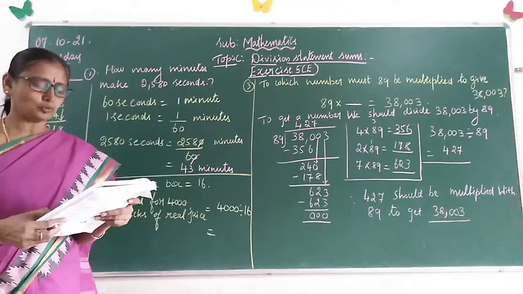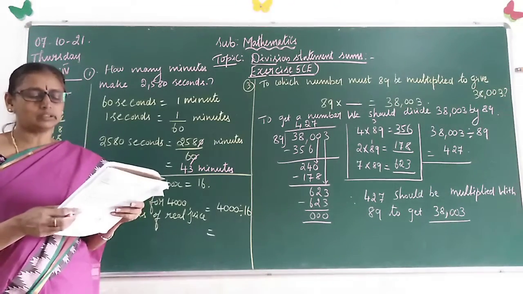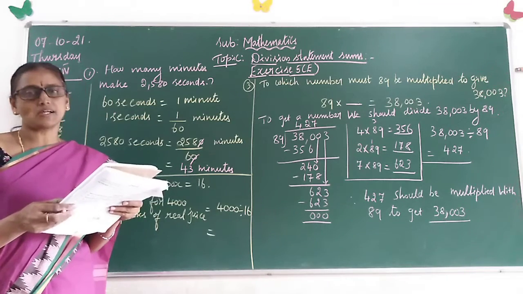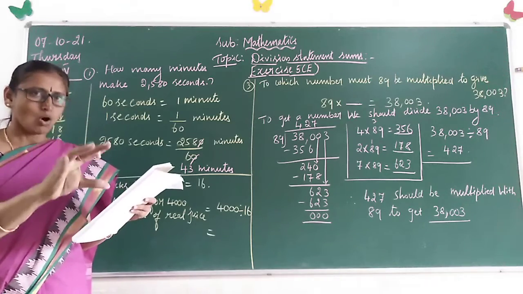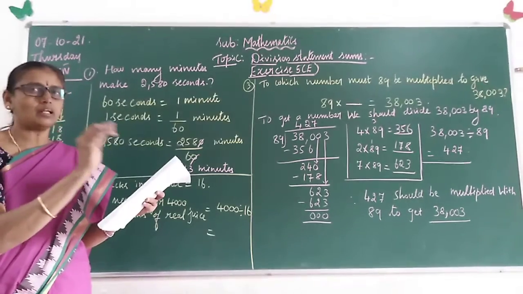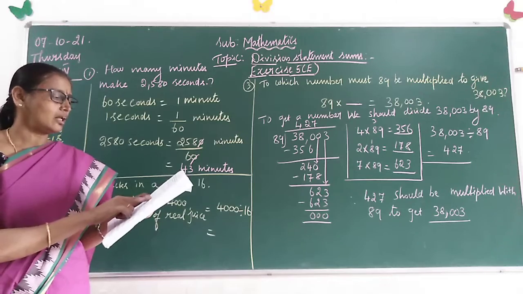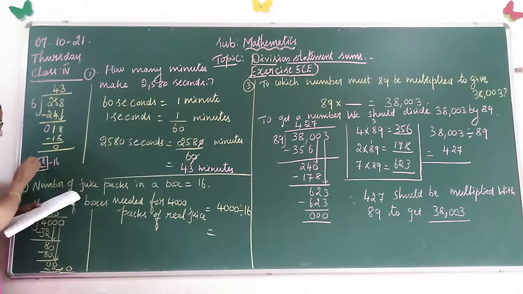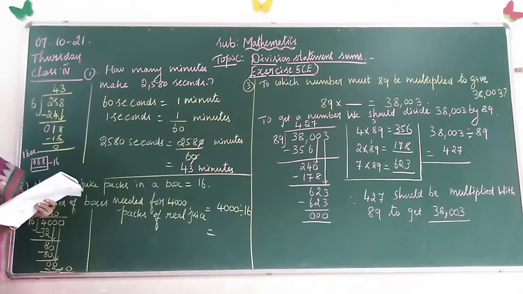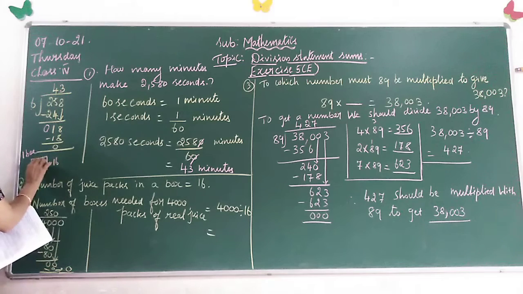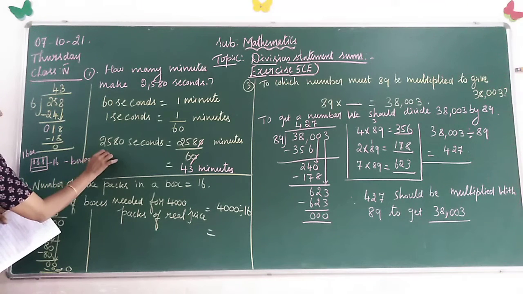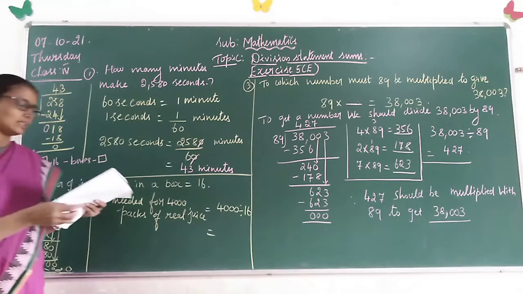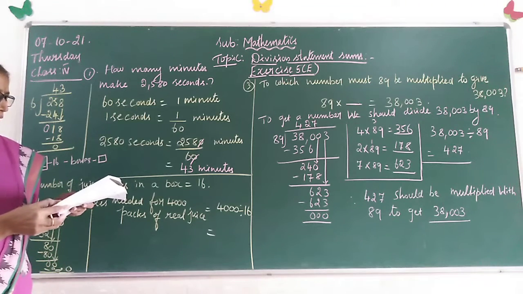If 16 real juice packs are packed in a box, how many boxes can be packed from 4000 packs of real juice? The question is, there is a box. How many juice packs are there in one box? One box has 16 real juice packs. You have to find out how many boxes like this can be packed from 4000 packs of real juice.